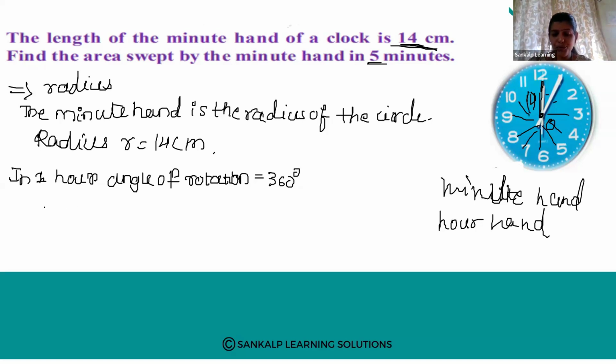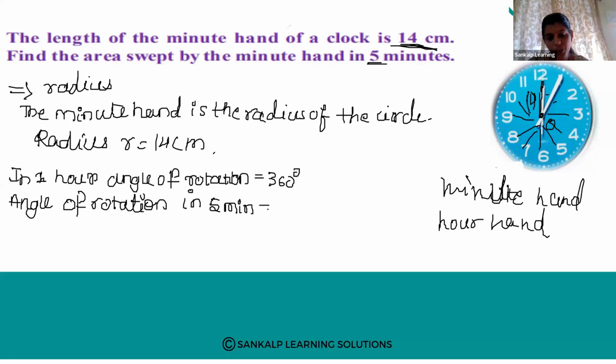Then if you want to find out the angle of rotation in 5 minutes, so the angle of rotation, this is 60 minutes, 1 hour is 60 minutes. So for 5 minutes, what will you do? So the angle of rotation in 5 minutes. Then how are you going to find out the angle of rotation in 5 minutes? That is 360 degree divided by 60 minutes.